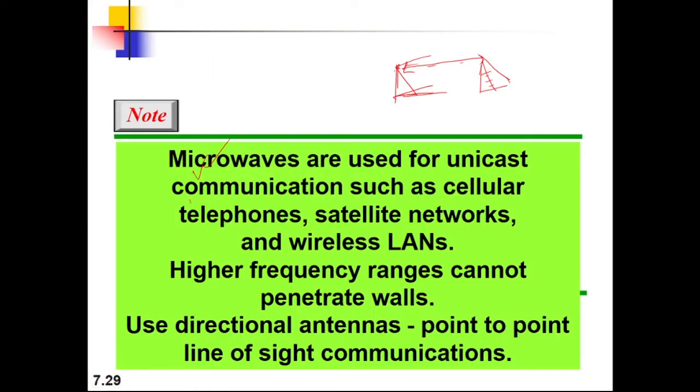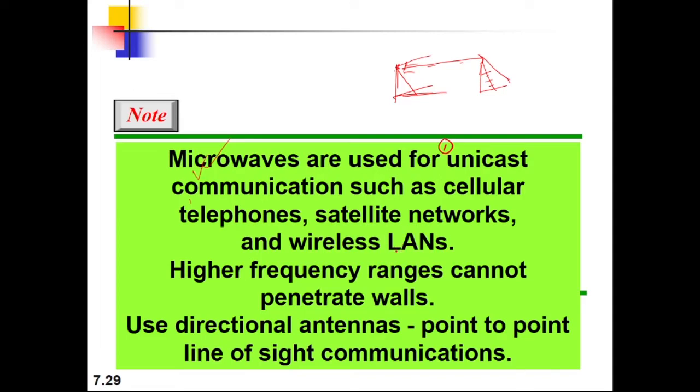So now we have microwaves. Microwaves are used for unicast communications. This is for unicast communications, such as cellular telephones, satellite networks and wireless LANs. These are the microwave connections.